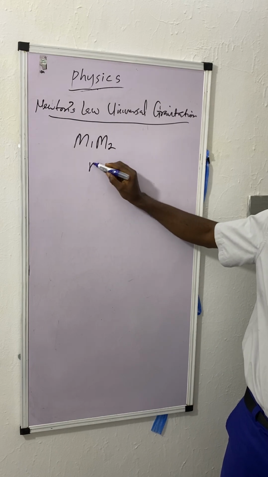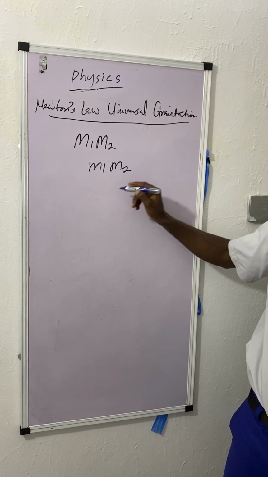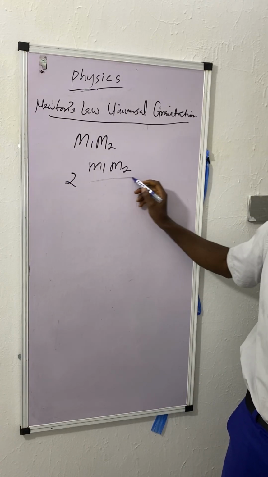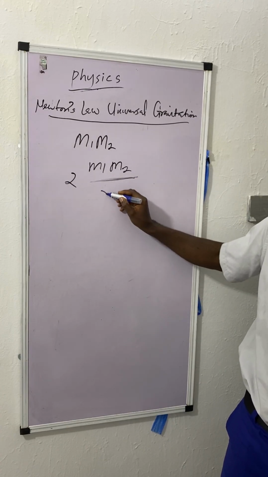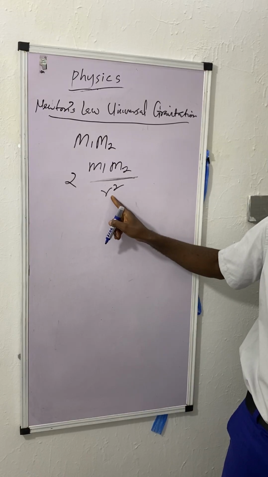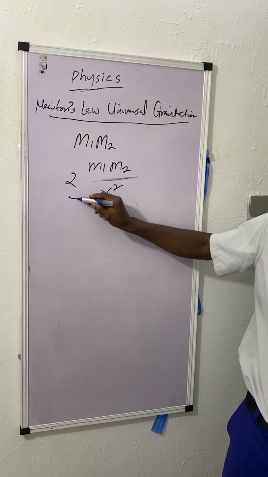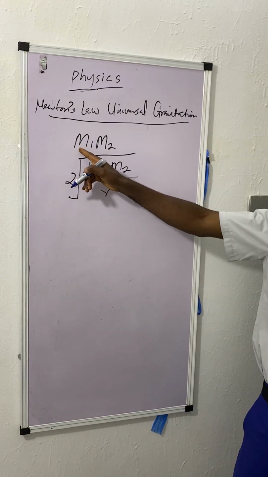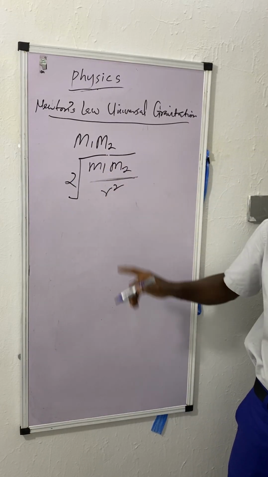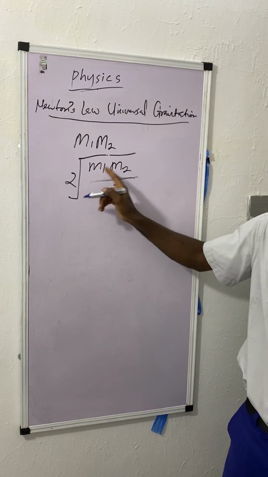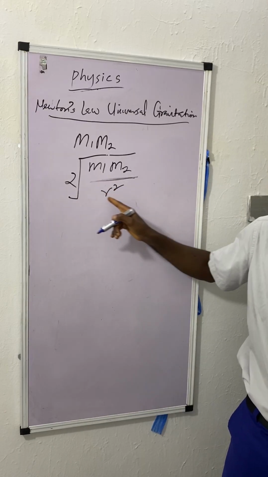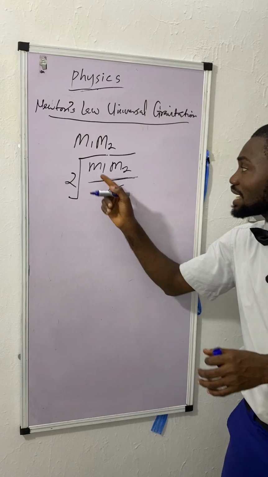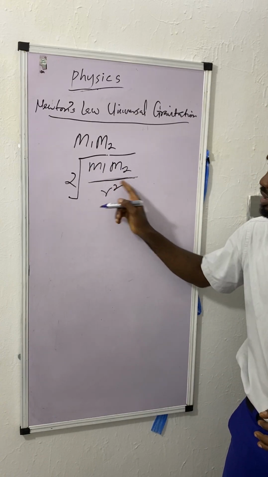You are now going to have M1, M2, and inversely proportional to the square of their distance apart. So over r squared. The force of attraction between two masses M1 and M2 is directly proportional to the product of the masses, and inversely proportional to the square of their distance apart.